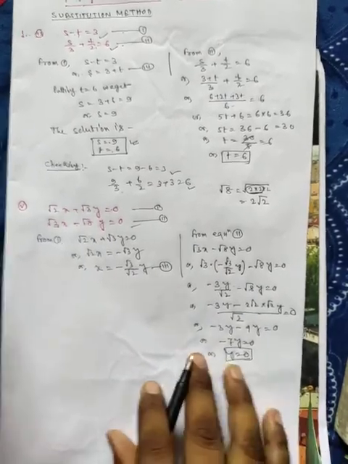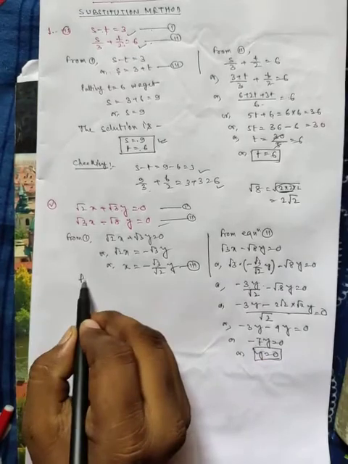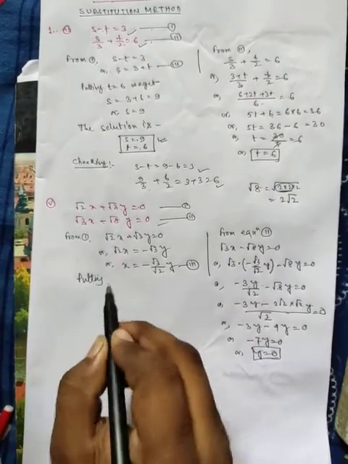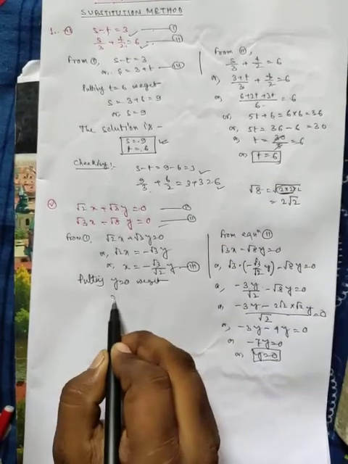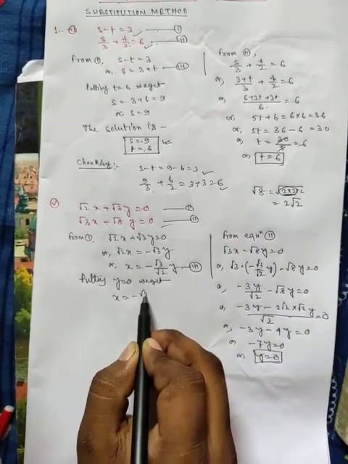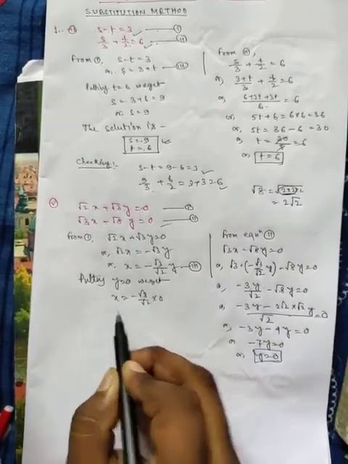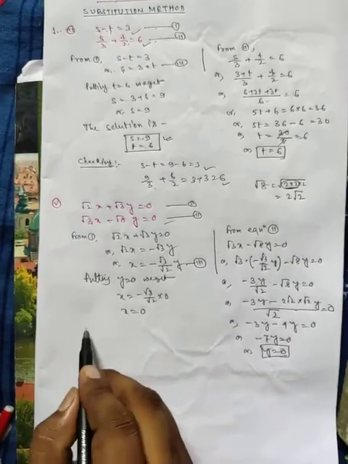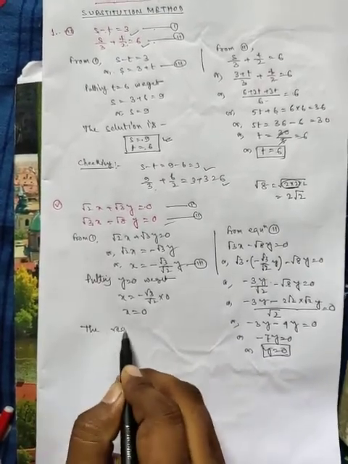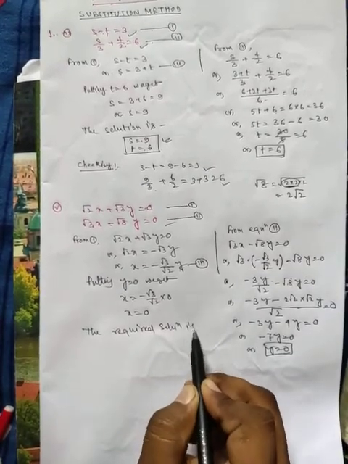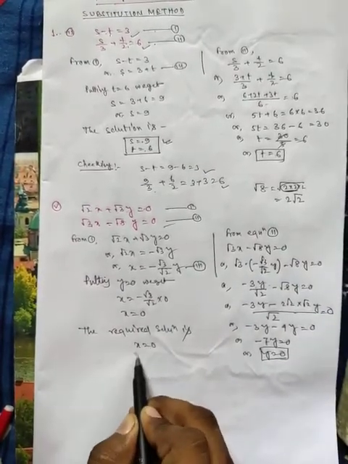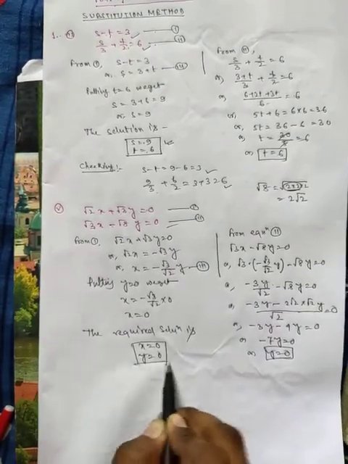So this is the value of y. Put this value here. Putting y equal to 0, we get x equals root 3 over root 2 into 0, that is x equals 0. Hence the required solution is x equals 0, y equals 0. Okay, understood?